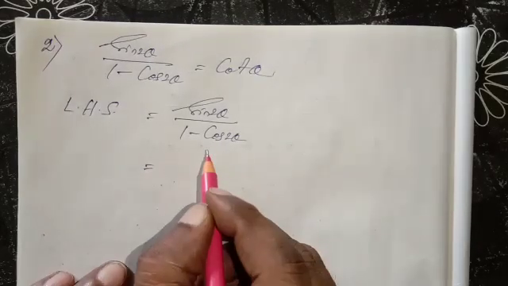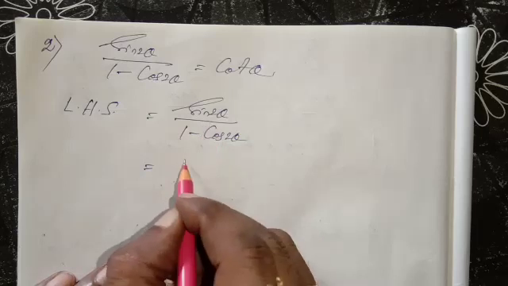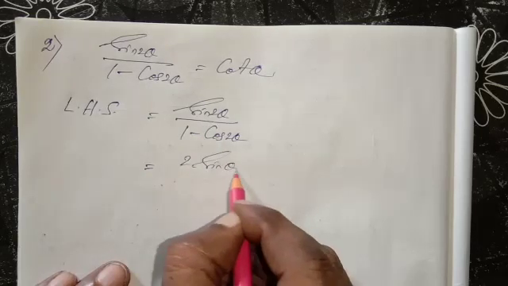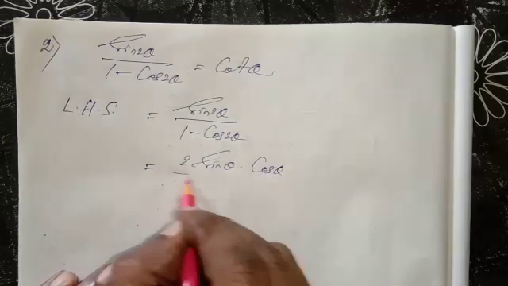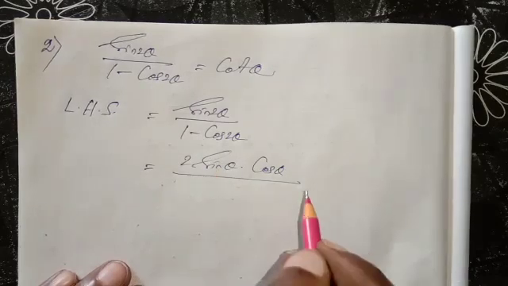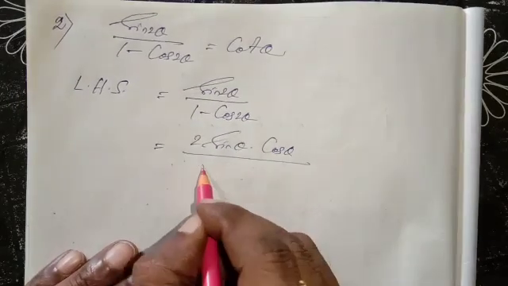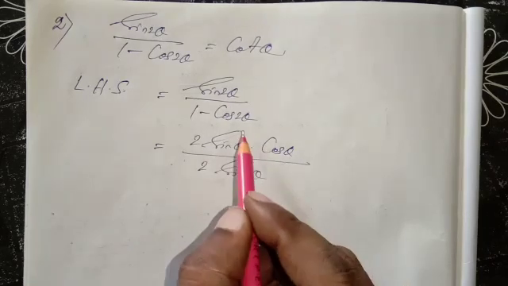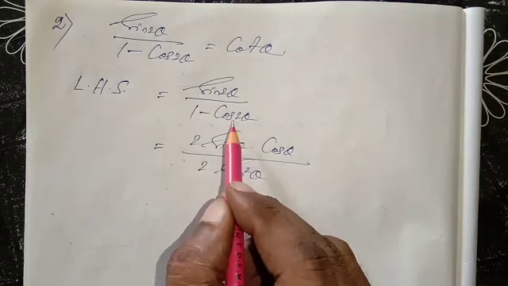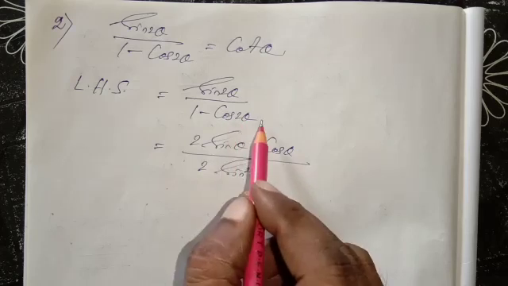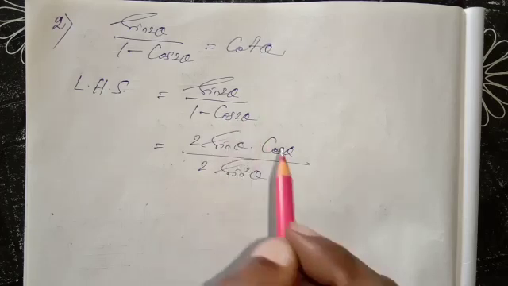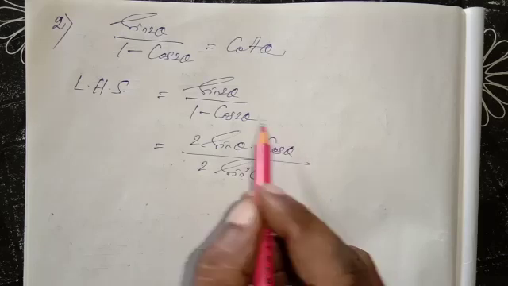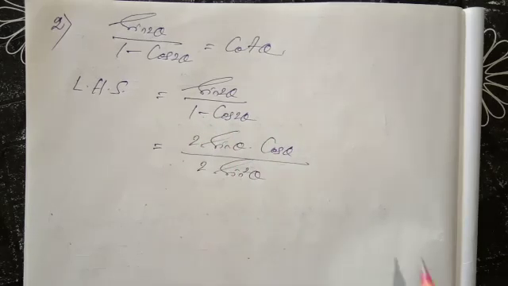Now you apply the formula required for sin 2 theta. What is that? 2 sin theta into cos theta. After that, 1 minus cos 2 theta will be 2 sin square theta, because the cos 2 theta formula in terms of sin is 1 minus 2 sin square theta. If I put it here, 1 will be cancelled, leaving 2 sin square theta.